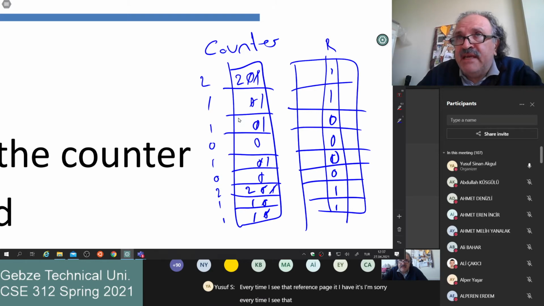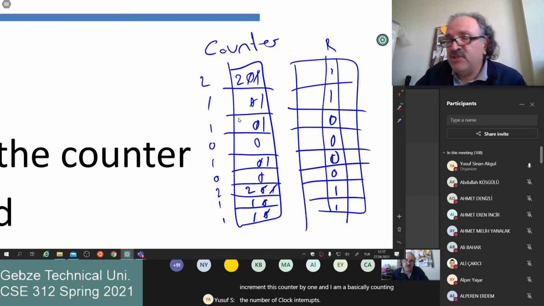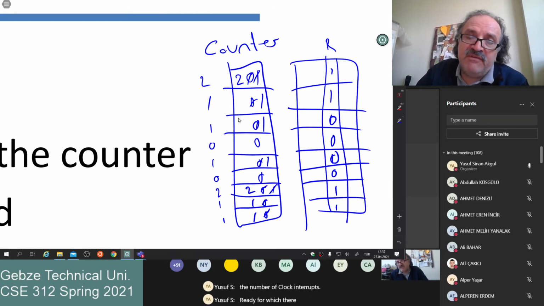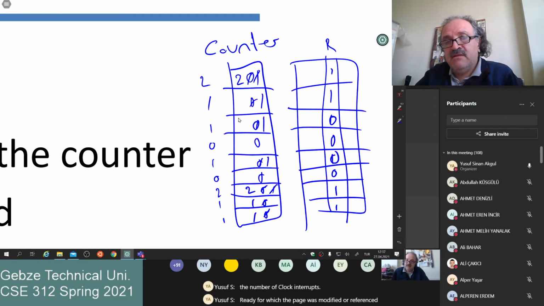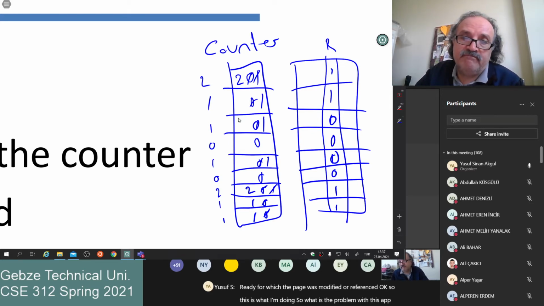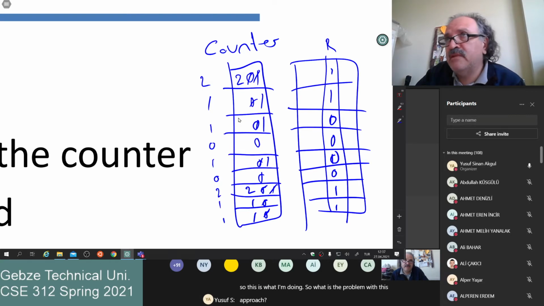Every time I see that a page is referenced in a clock interrupt, I increment this counter by one, and I am basically counting the number of clock interrupts in which the page was modified or referenced. So this is what I'm doing. So what is the problem with this approach? That's the whole algorithm, actually.